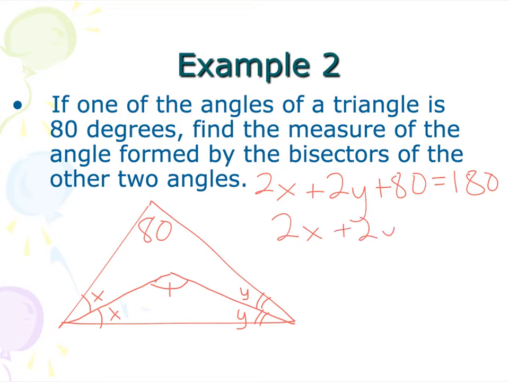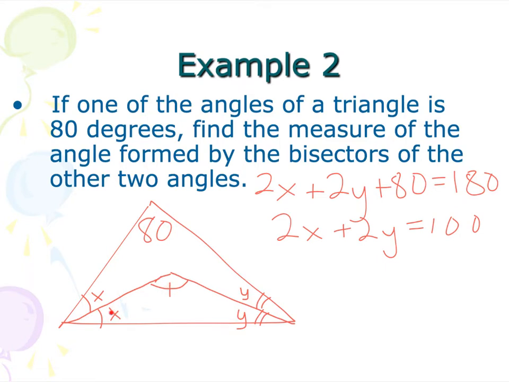So 2x plus 2y is equal to 100. Now, why am I starting to rearrange this? Well, let's think about that for a second. We'll take a little pause. Take a look at this triangle here. This is x plus y plus something equals 180.